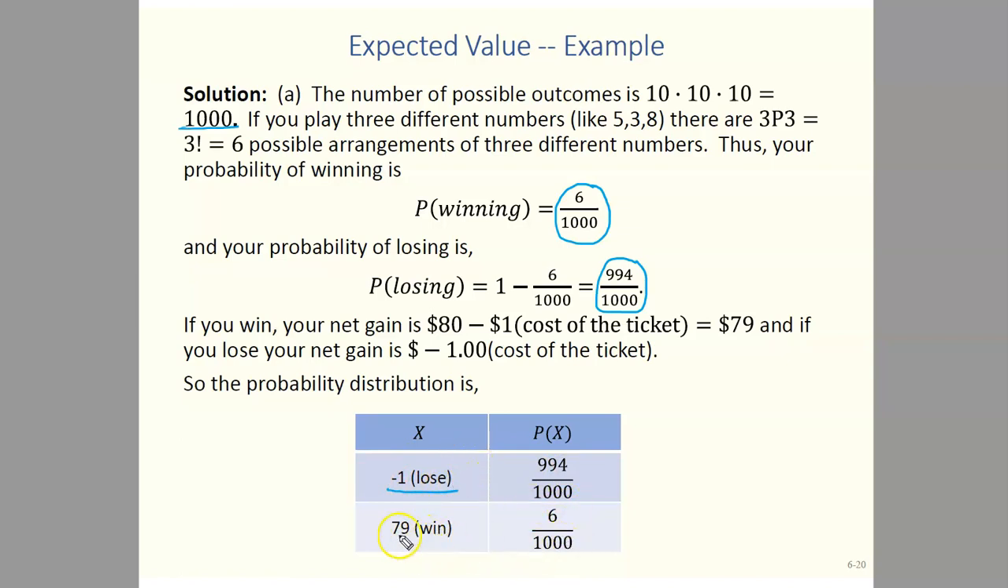Now if you win, you get back $80, but you don't get back that dollar that you bought the ticket with. So technically, you only get back $79, which is your net winnings. You paid $1 for the ticket, the state gave you back 80, so actually you only won $79. And the probability of that is 6 out of 1,000. So here's our probability table. Now, to calculate the expected value, all we need to do is multiply these together and add. Let's do that in the next slide.